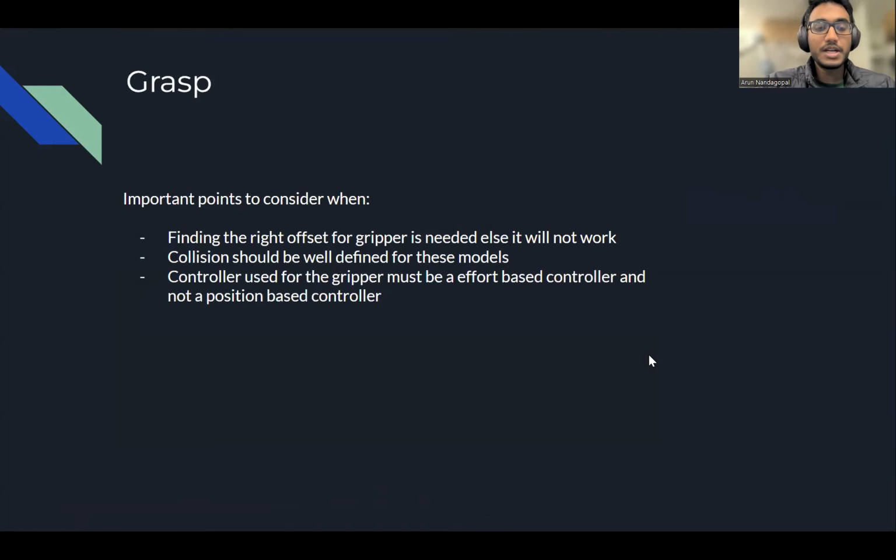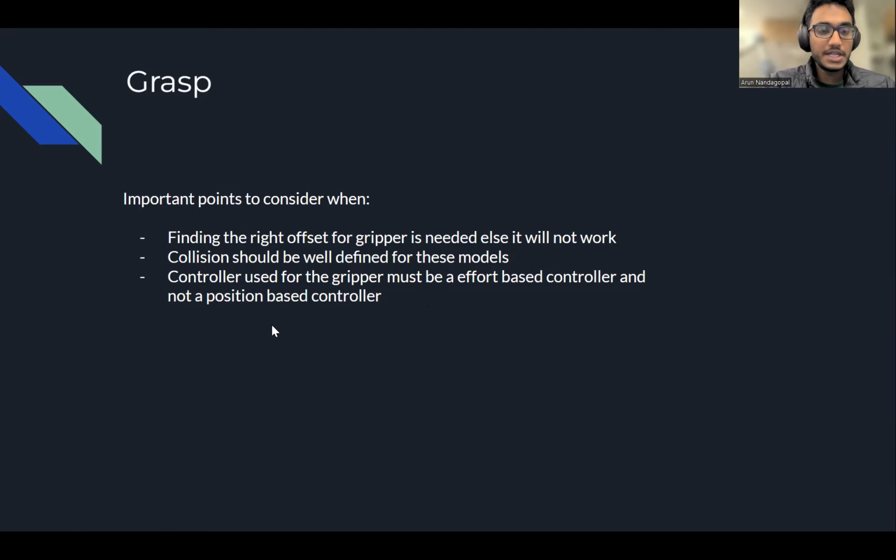Some important key points to be considered while doing this: we need to find the right offset for the gripper, else there would be too much force and it might just tip the chess piece, and it'll be a disaster to control it and bring it back to the right position. The second one is that the collision for these models should be well defined. If they are not well defined, this plugin will not work.